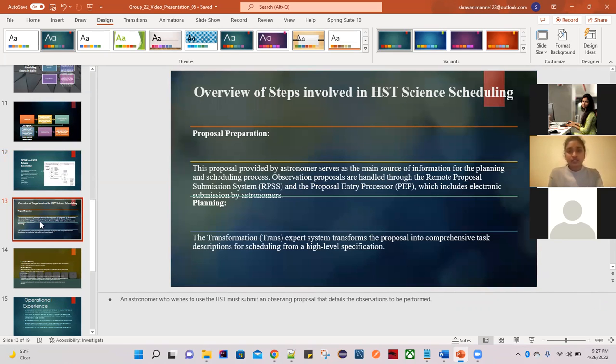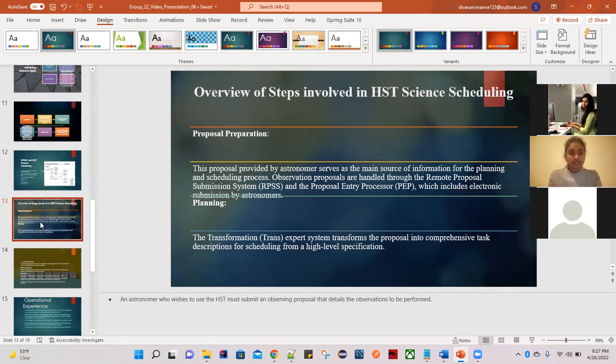here each and every step has been explained in detail. First, proposal preparation. The proposal provided by the astronomer will serve as the main source of information for the planning and scheduling process. Here the observation proposals are handled through the RPSS, the remote proposal submission system, and then entered into the proposal entry processor databases. Next, in the transformation or planning process, an expert system transforms the proposal into comprehensive task descriptions for scheduling from a higher level of specification.